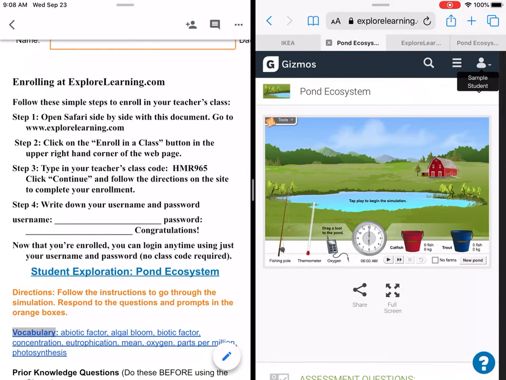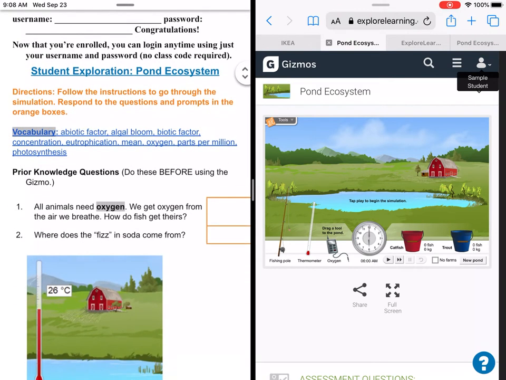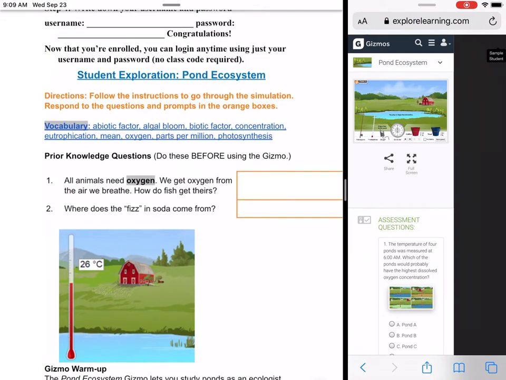All right, let's do this together. Hopefully by now you used your code for your hour and wrote down your username and password and have your screen open side by side with the pond ecosystem where you created your own account on one side and the directions on the other side. So prior knowledge. For this, you would do this without doing the gizmo yet, without doing the lab.